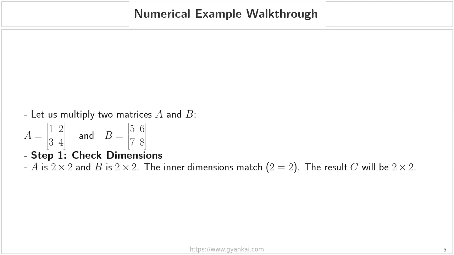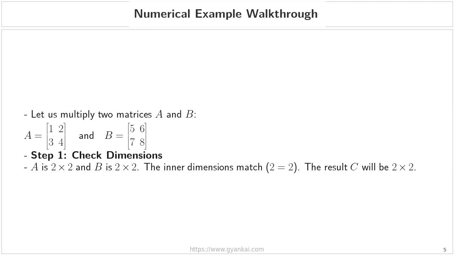Step 1 is to check the dimensions, as we discussed in our earlier slides. Matrix A is a 2x2 matrix, and matrix B is also a 2x2 matrix. Because the number of columns in matrix A equals the number of rows in matrix B, both being 2, the inner dimensions match, and the multiplication is mathematically defined. As a result, our product, matrix C, will also be a 2x2 matrix.